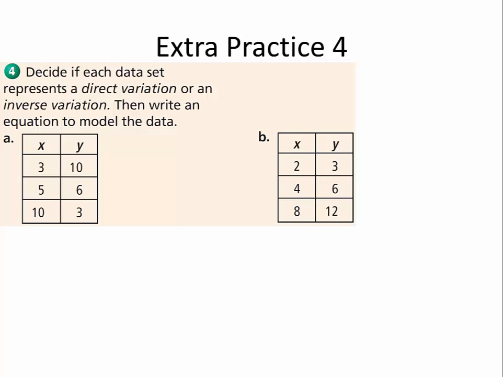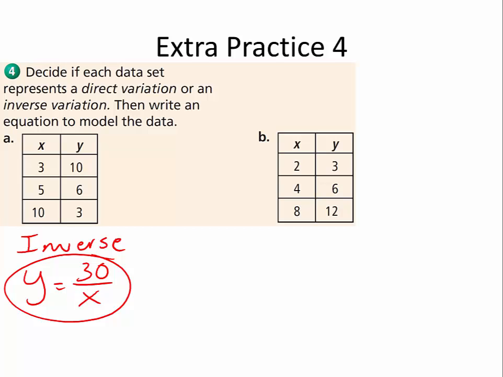All right, go ahead and give these two a try and see if you get them right. All right, if you have them correct, first, the inverse test. 3 times 10 is 30, 5 times 6 is 30, 10 times 3 is 30. So therefore, that is an inverse. The constant of variation is 30, so replace k with 30. And done. And over here, I'm going to try the direct, of course.